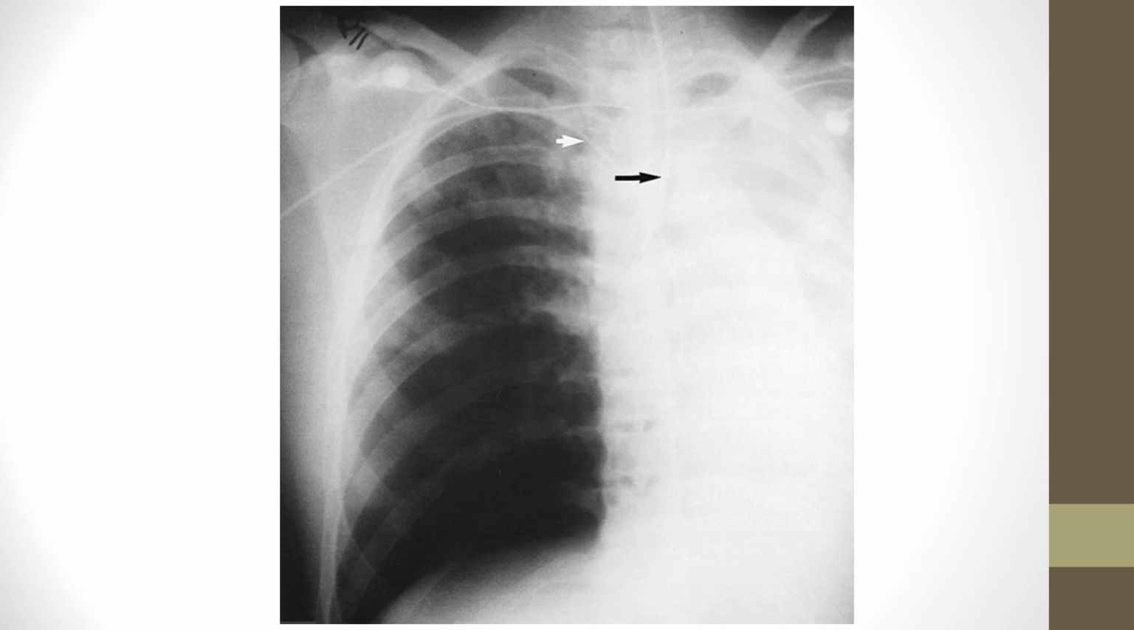All right, so this is an AP x-ray, and what do you see here? The endotracheal tube is located here, and I'm pointing at the endotracheal tube, and you can see the radiopaque line. Let's see if I can outline it for you.